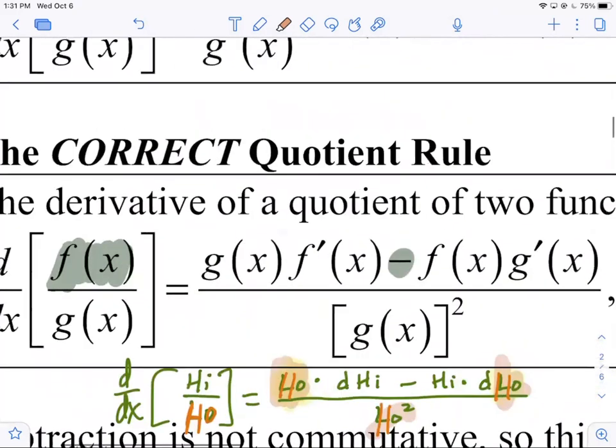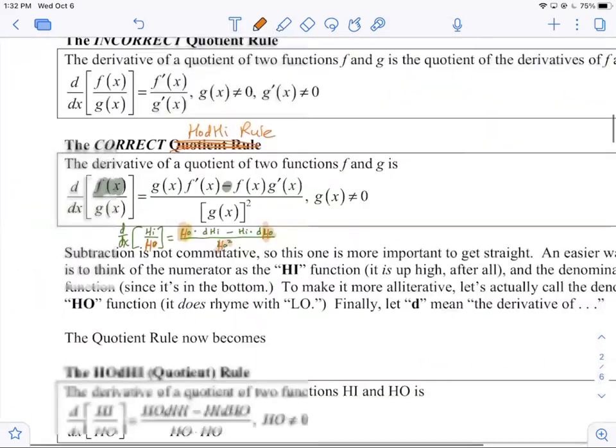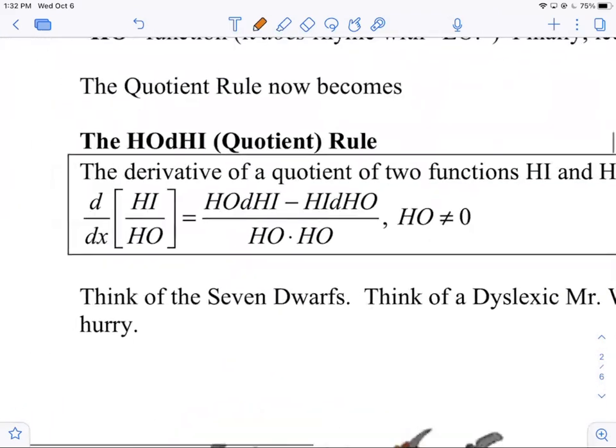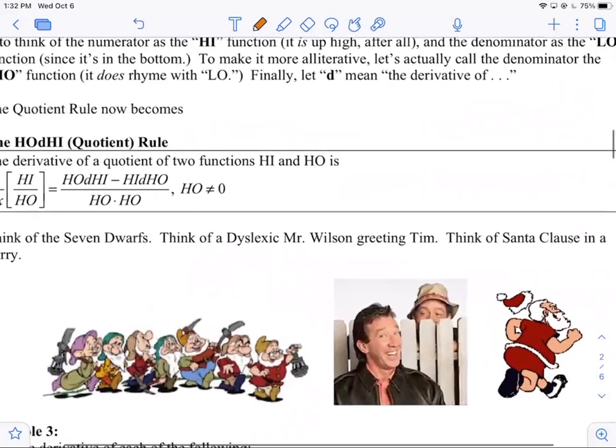In fact, I don't even call it the quotient rule. I call it the Hody High rule, not the ho rule. The Hody High rule. Start with a ho, you end with the ho, and you got two ho's in the bottom. Ho ho. Okay? Hody High minus Howdy Ho over ho ho. And of course, we all know ho can't be zero, right? You can't divide by zero. Can't have zero hoes, right?